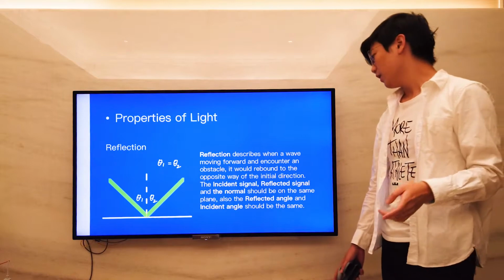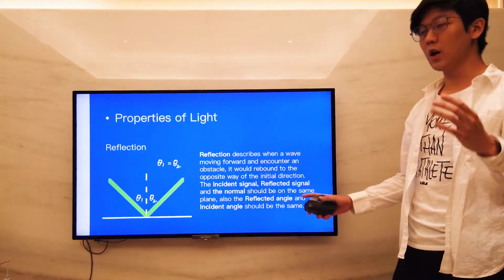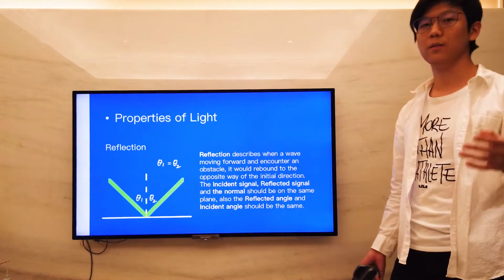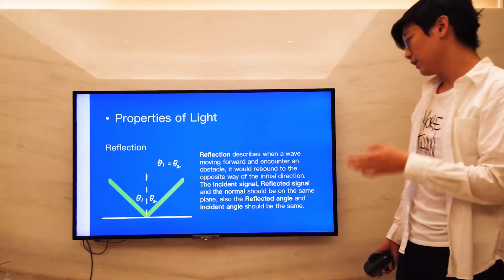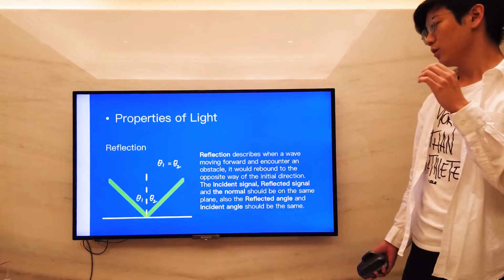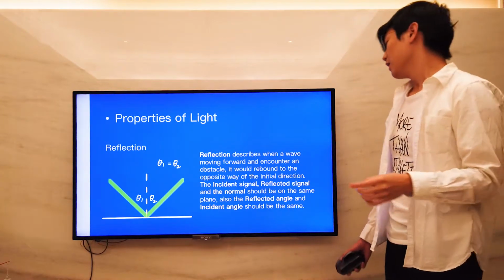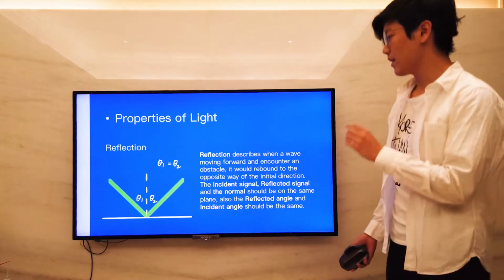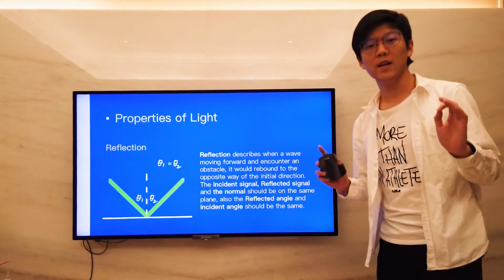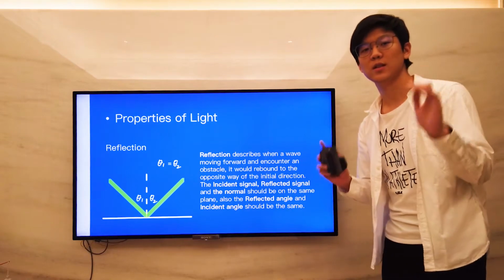What is reflection? Reflection is the common phenomenon of all light signals, or even waves, where the incident signal bumps into a surface. The reflected signal would come out with theta 1 and theta 2, and theta 1 is exactly the same as theta 2.